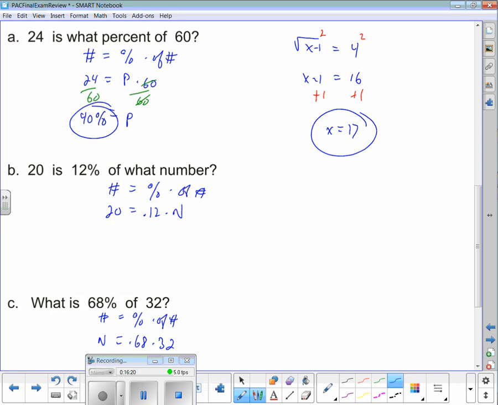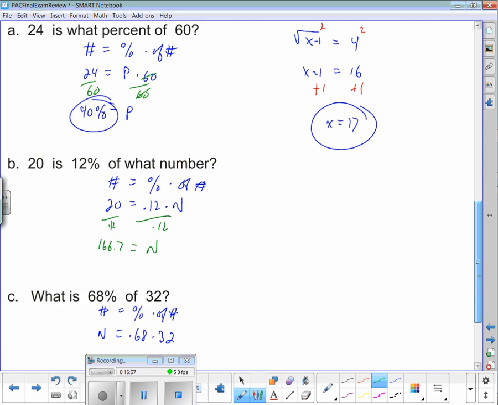Second one, you're looking for the of number. Divide both sides by 0.12. This is all in your calculator. 20 divided by 0.12 is 166.7 equals the of number. Let's see. 20 is about 12% of 166.7. That's reasonable. 50% would be 80 something. So 25% would be 40 something. Yeah, that's about right, 12%.